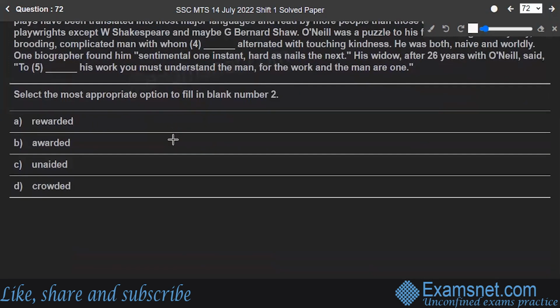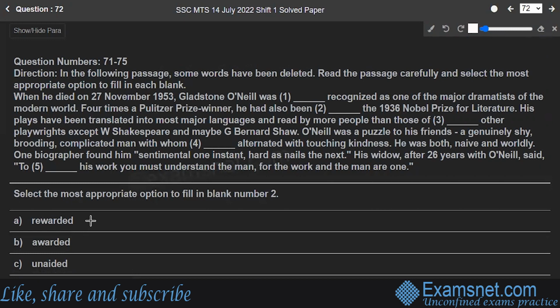He has been rewarded, awarded, unaided, or crowded. To answer this, again, we'll discuss the meanings of all of them. Very first one is rewarded. It means to give something to someone because he had done something good.